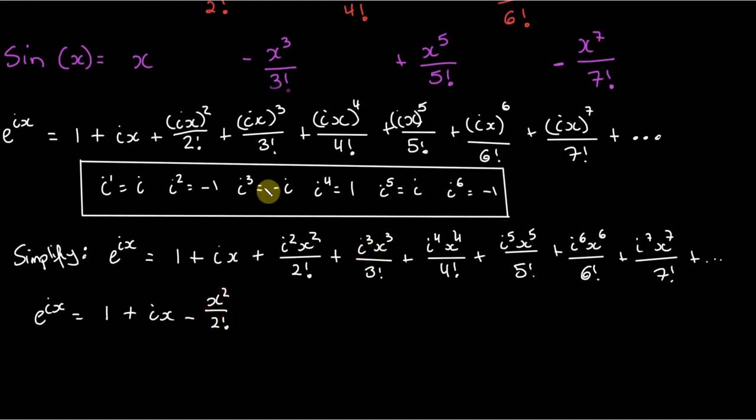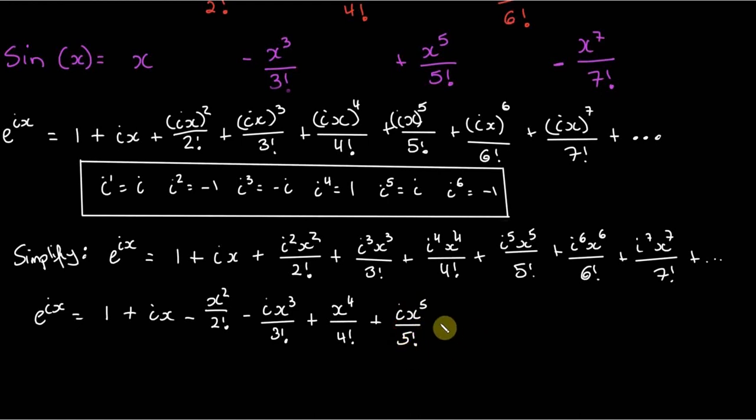What is i cubed? i cubed is -i, so it's going to again be -i times x cubed over 3 factorial. What is i raised to the power of 4? i raised to the power of 4 is just 1, so it's going to be plus x raised to the power of 4 over 4 factorial. What is i raised to the power of 5? That's just i, and it's positive, so it's going to be plus i times x raised to the power of 5 over 5 factorial.